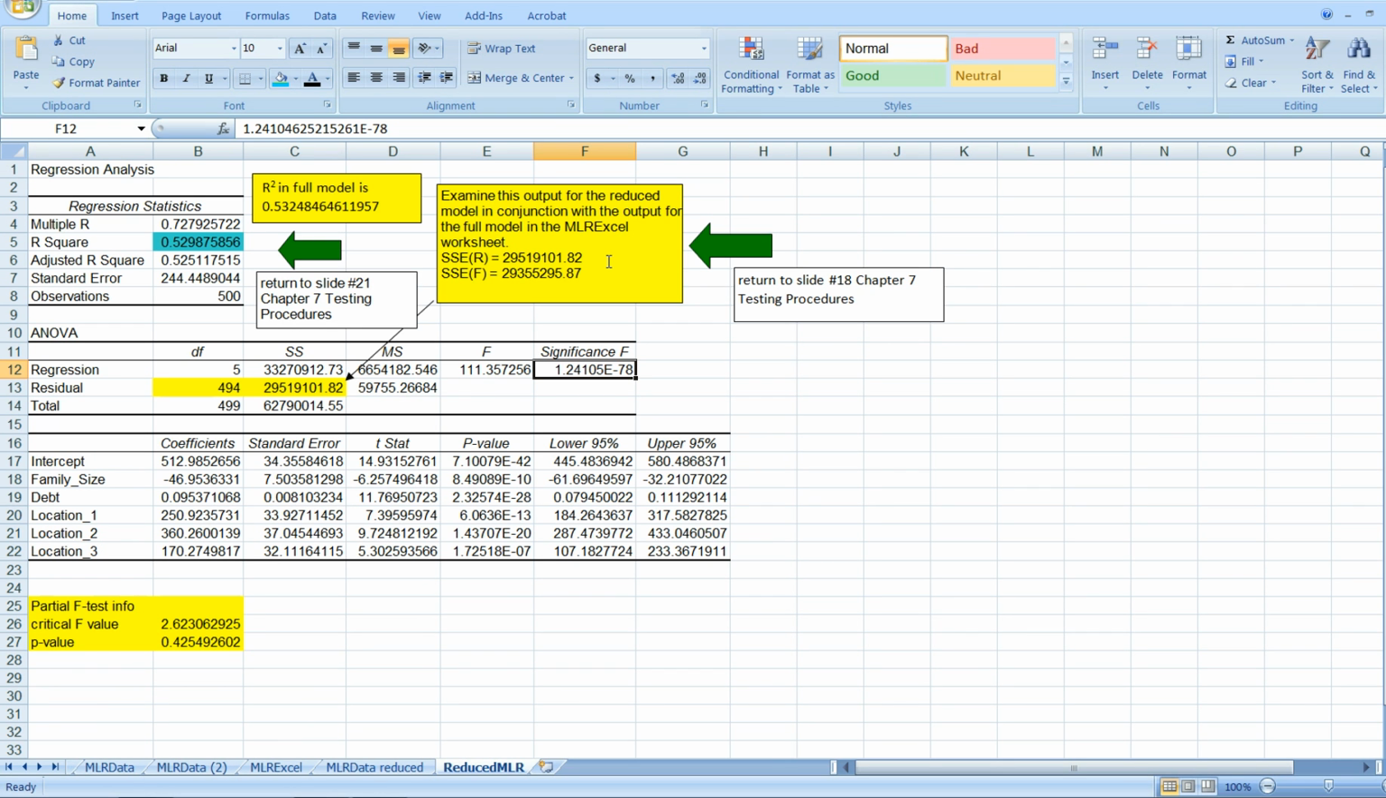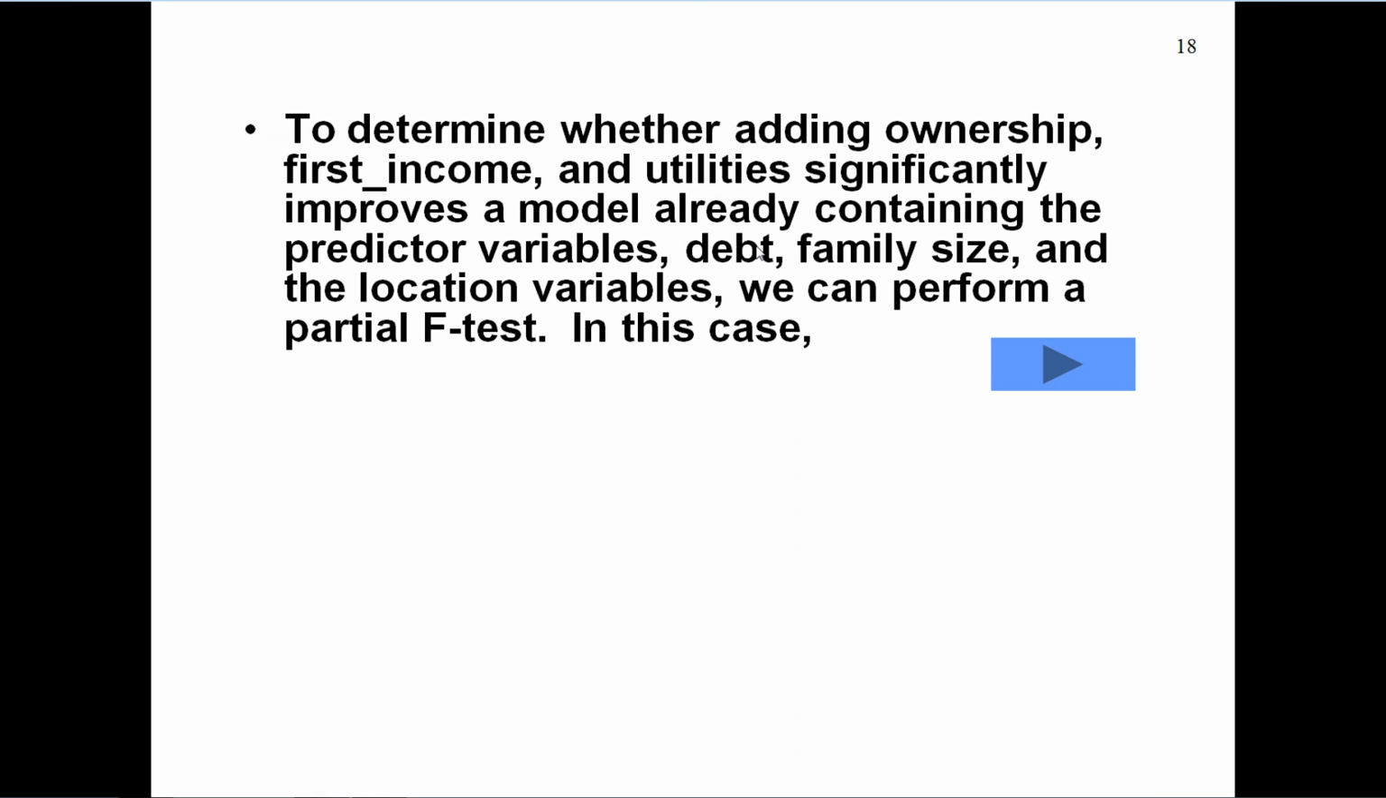The sums of squares error for the reduced model was 295. We add those three additional variables, and the sums of squares error, of course, gets reduced. But the question is, does it get significantly reduced? That is the difference between 295,19101 and 293,55295. Is that significant? Well, let's do the test.